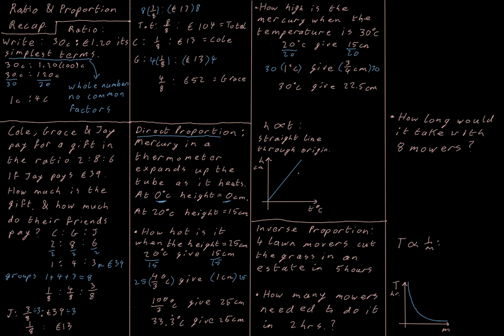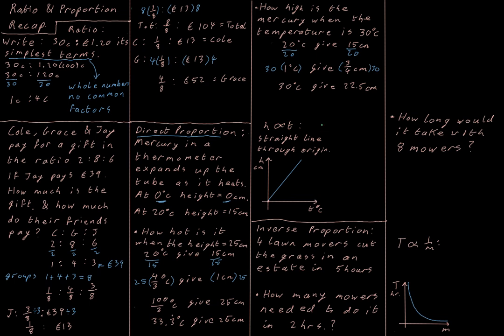So this is our relationship graphed. As the temperature in degrees Celsius goes up, the height goes up. And critically, for direct proportion, this business of at 0 degrees, the height was 0 centimeters, our straight line goes through the origin.